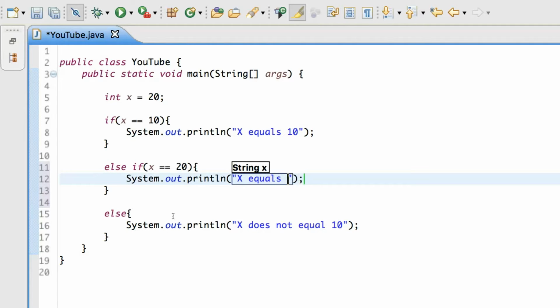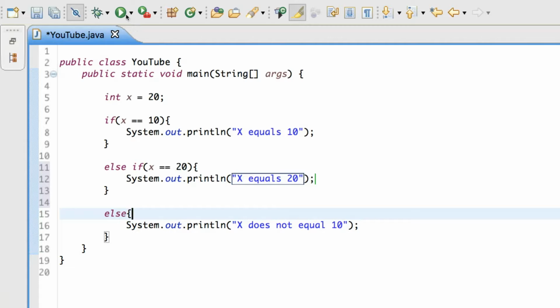x equals 20. So basically what the computer is going to do is it's going to recognize that x equals 20, and it's going to run it through the first if statement. It's going to say, okay, does x equal 10? No. Okay, so it's going to kick out, and it's going to say else if, does x equal 20? Yes. So it's going to do system.out.println x equals 20.